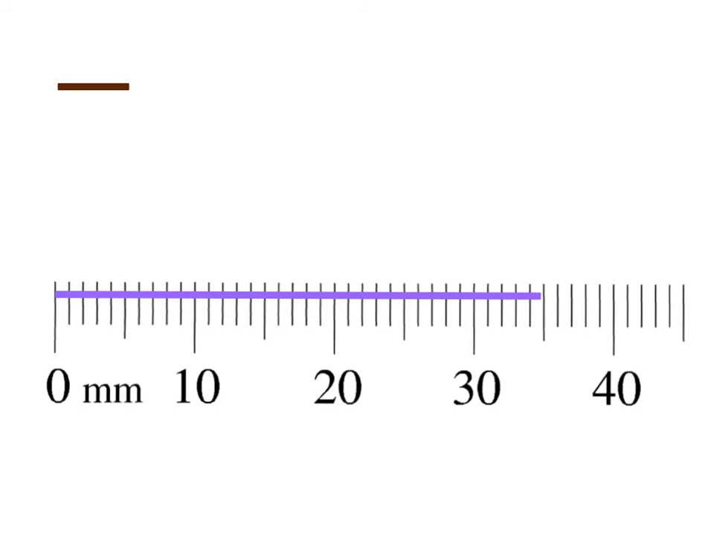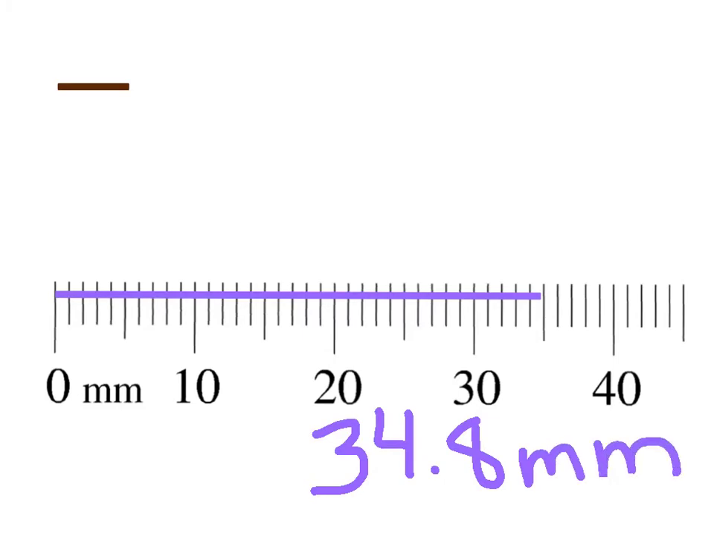So let's take a look at a couple of these lines and see what we can do. All right, so for our purple line, I know that my tens value is going to be 30, because I'm past 30 but not to 40. Then after that, I go 1, 2, 3, 4. So 34 point, and now I get to estimate. I would say that that's about 34.8. And on my label, looking back at my ruler, my label is millimeters.